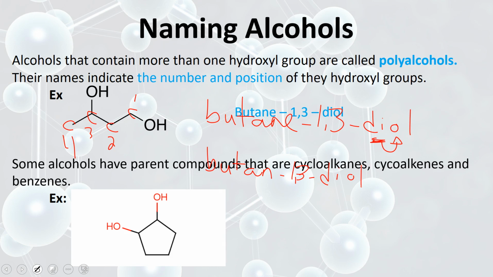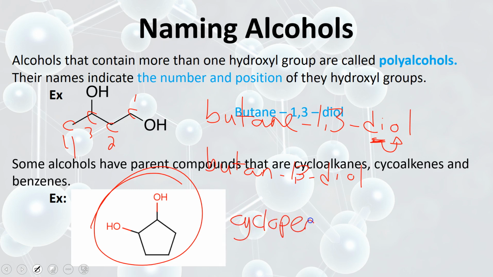The next one, so we can also add in hydroxyl groups to cycloalkanes, cycloalkenes, or benzenes. And so what would you name this one right here? Cyclopentane. So cyclopentane, and then what? 1,2-diol, right?